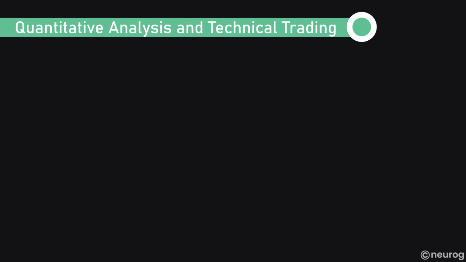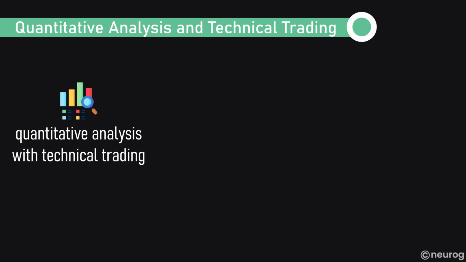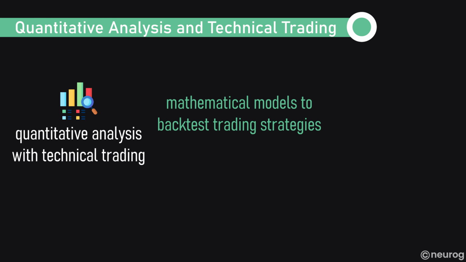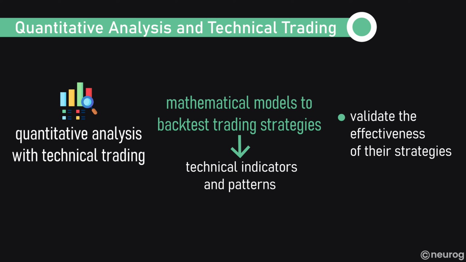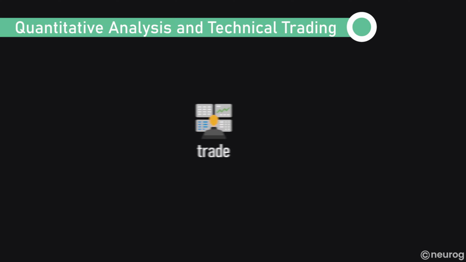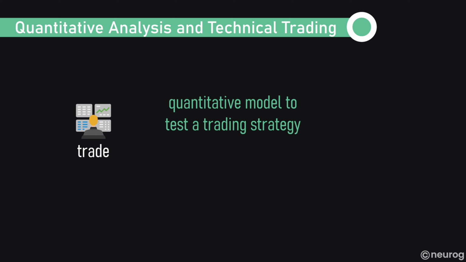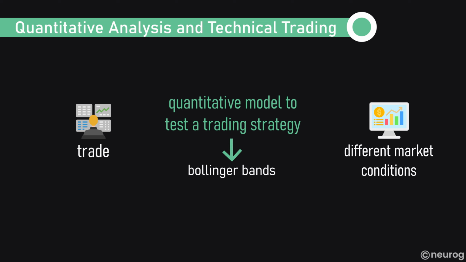The integration of quantitative analysis with technical trading involves using mathematical models to backtest trading strategies based on technical indicators and patterns. This approach allows traders to validate the effectiveness of their strategies using historical data. For instance, a trader might develop a quantitative model to test a trading strategy based on Bollinger Bands across different market conditions.